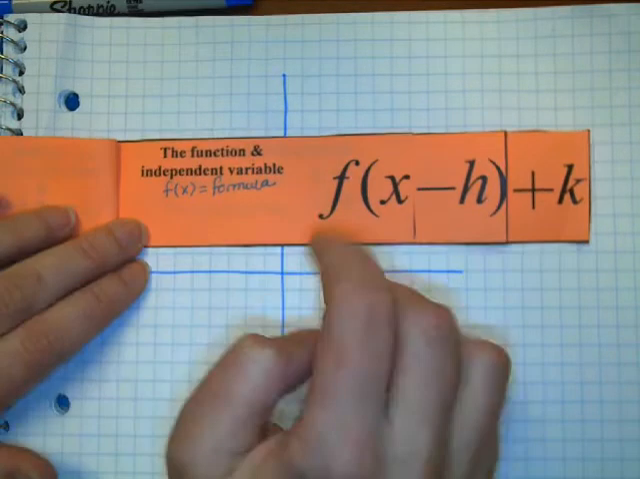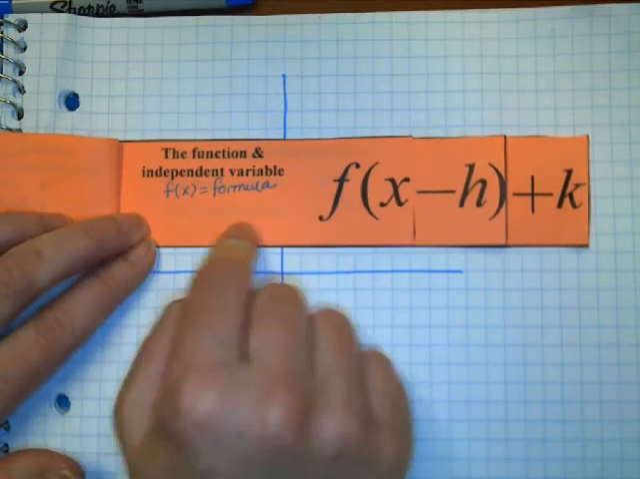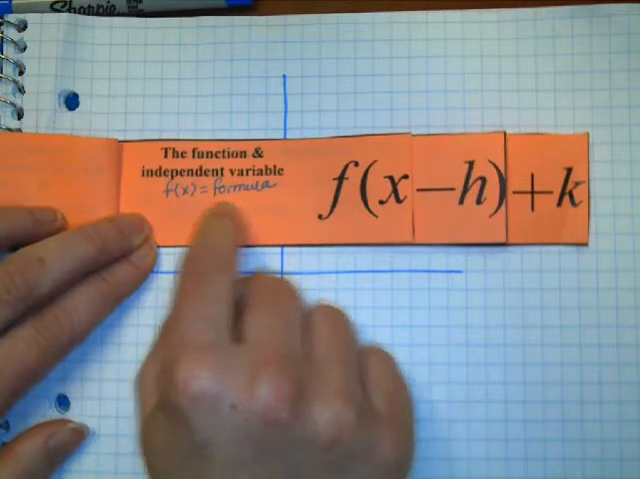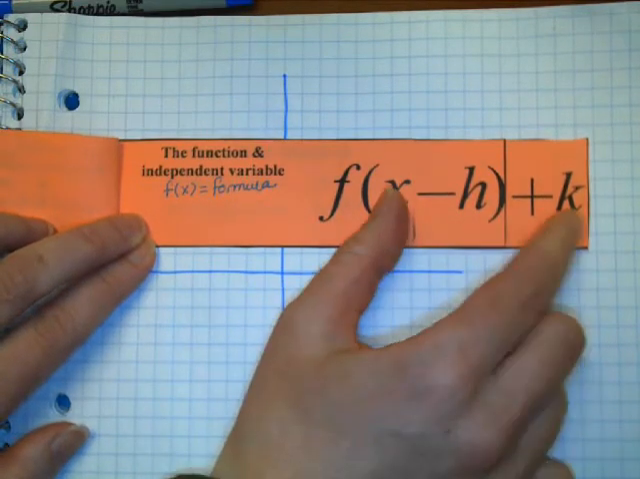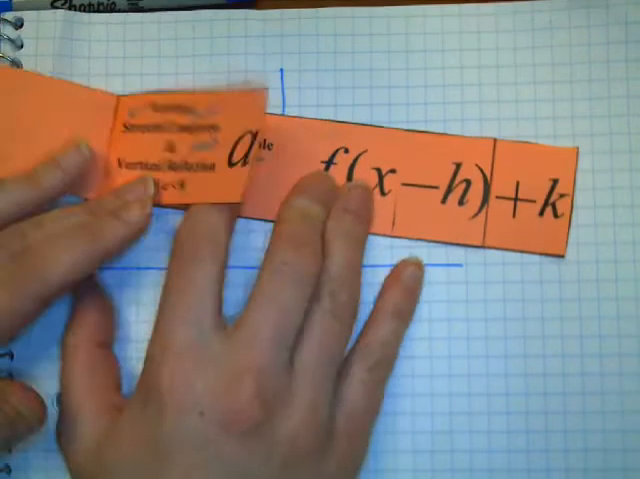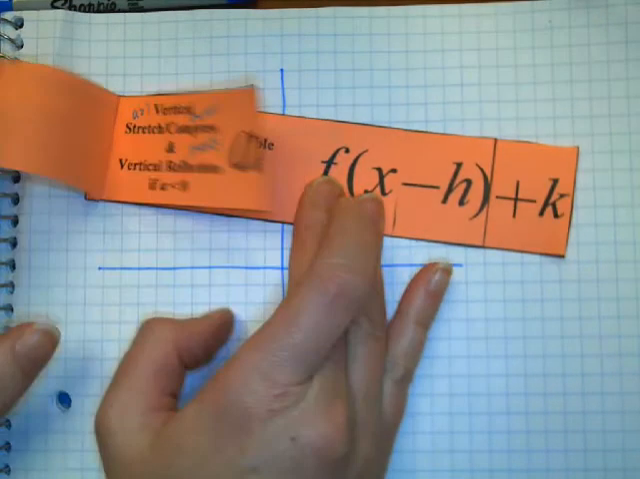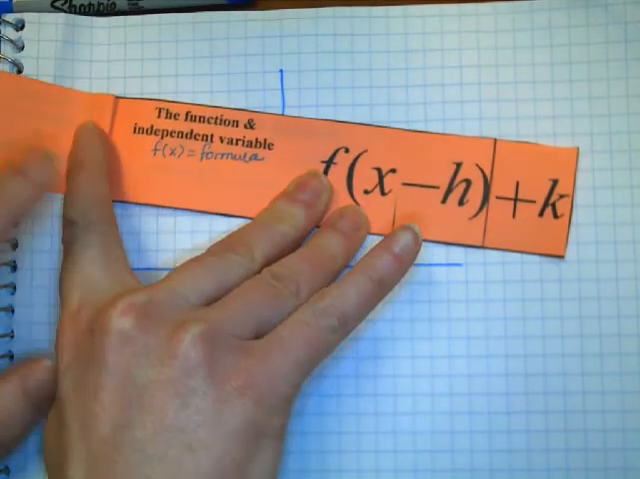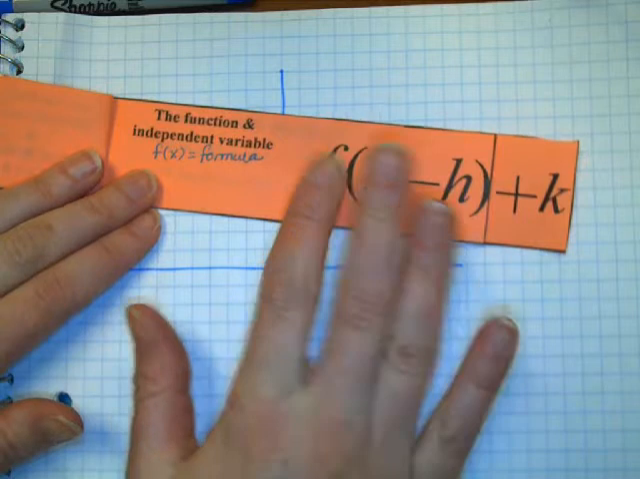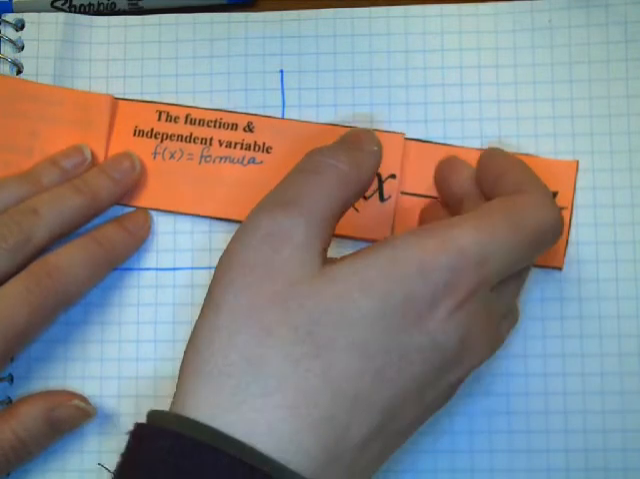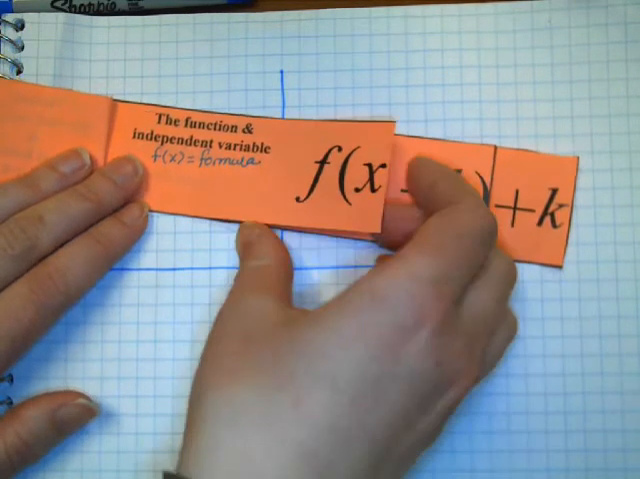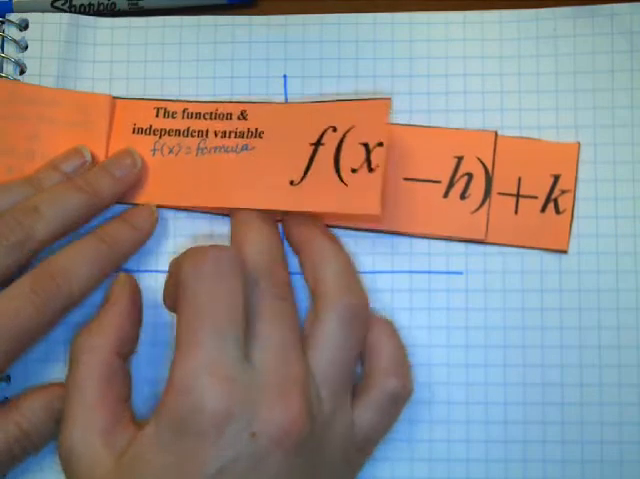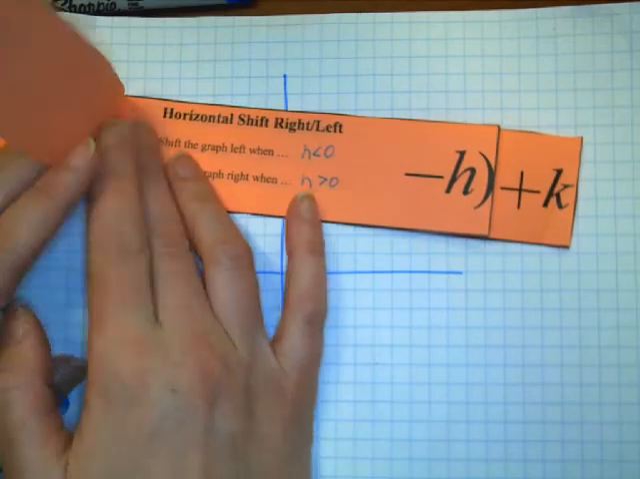So f of x, like I said, is the function. The original function will be given by a formula. So this h is inside the formula, the k is outside the formula, this a would be multiplied outside the formula. So f of x is just the function and its independent variable, which in this case is x, right? Y is a function of x, or f is a function of x.